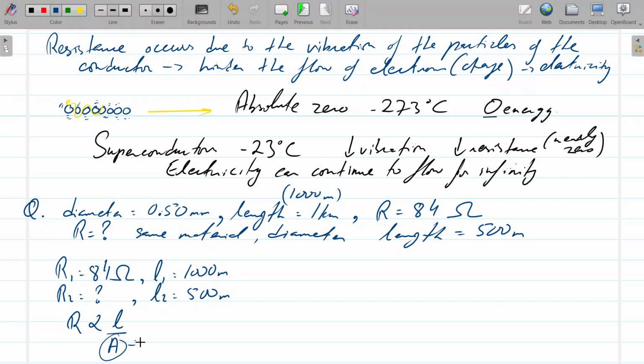And so this guy is constant. So again, not our concern. So the way we're going to solve this is we're going to do, since it's directly proportional, R2, oh, sorry, right? Yeah, actually I got that right. R2.